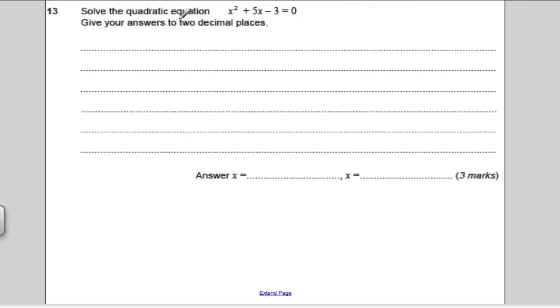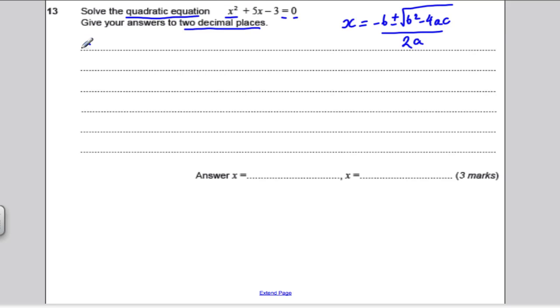Question 13. Solve the quadratic equation. It's quadratic because it's got an x squared, it's got an equals, and it's already equal to 0. Give your answers to 2 decimal places. That suggests to you that factorising will be too difficult. Use the formula. The quadratic formula is given to you in the formula booklet. It's x is negative b plus or minus the square root of b squared minus 4ac, all divided by 2a.